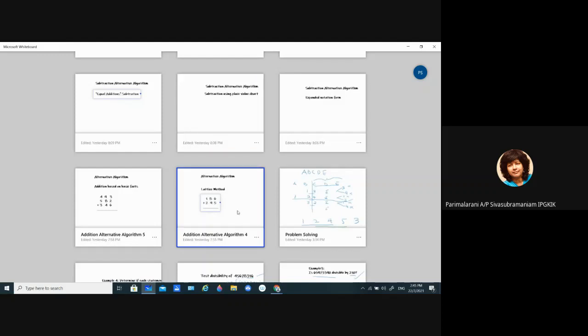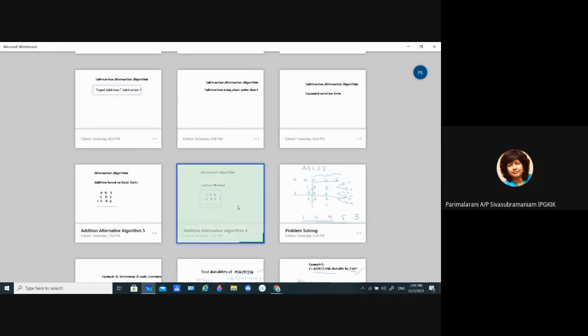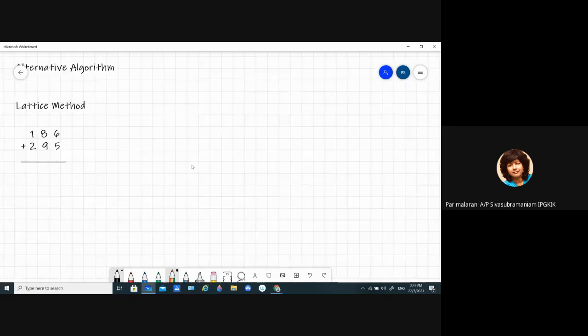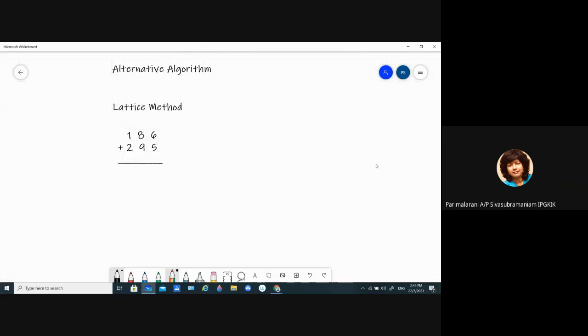Okay, so we finished that. Next is the lattice method. Okay, lattice method is we need to draw some lines here. Okay, and we draw lines like this.